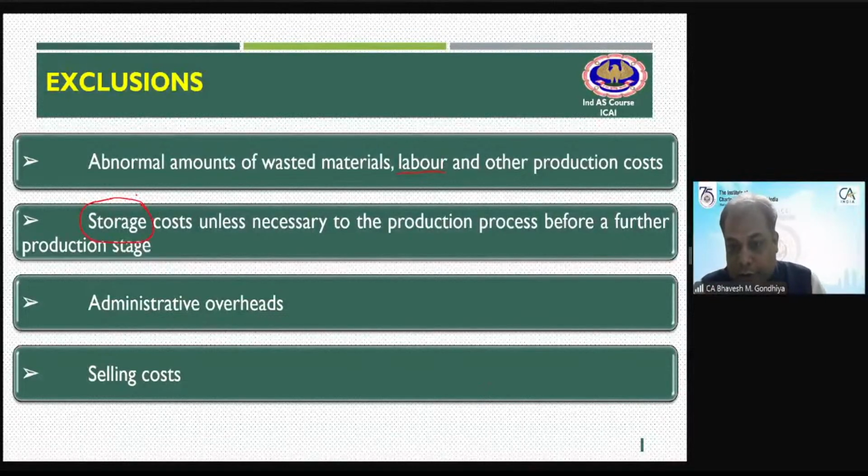What to be done with the storage cost? That storage cost will be excluded, unless it is necessary to the production process before the further production stage. That means if you need to transfer material from one process to another, and for that time you store those goods at some location, then that storage cost would not form part of the exclusion. It will be excluded provided your inventory is ready and you are waiting for the sale to happen. For that period, if you are storing at a certain place, it is not a part of the integral process. The goods are ready. So that storage cost you may exclude.